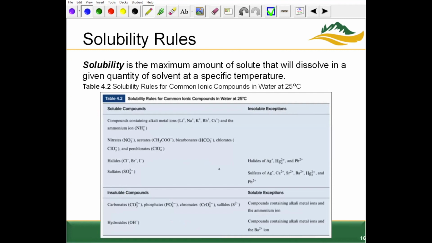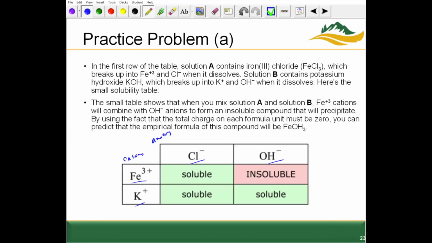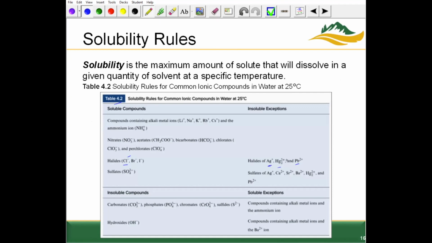Well, let's look at this table now. Let's look at this representation to get comfortable here. So this is the one in your book. So Cl-, these are soluble compounds except when they're with silver, mercury, or lead. Well, that's not the case here. It's with iron. So Cl with iron is going to be soluble. Cl with potassium is also soluble because potassium is not one of the insoluble exceptions. Right? Potassium is not listed here as one of the insoluble exceptions with chloride.